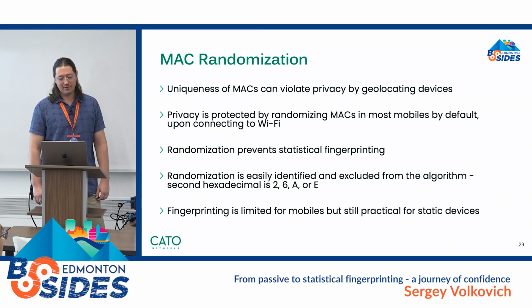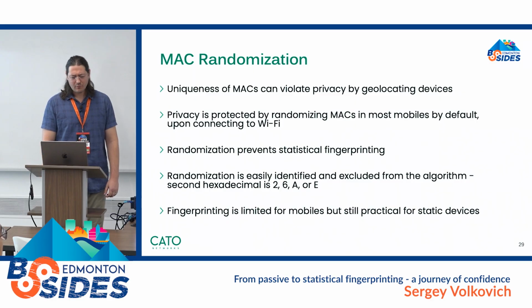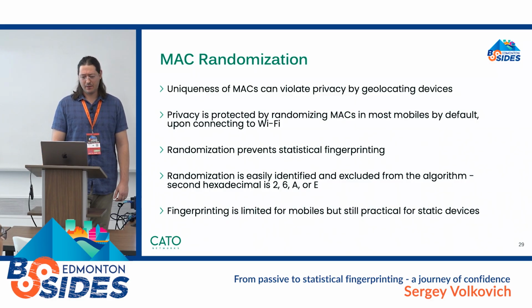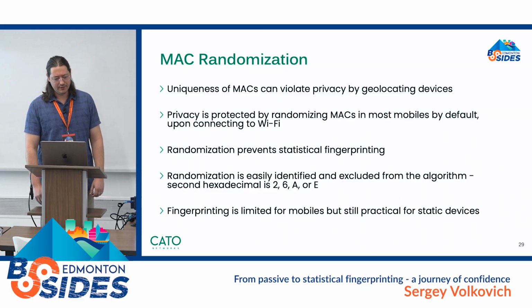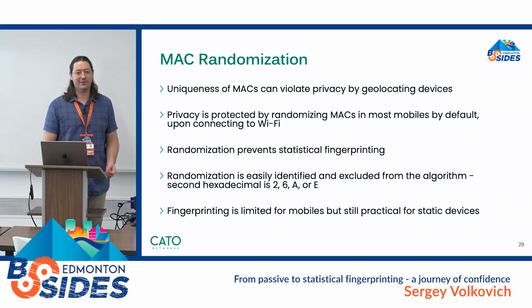Oh, I'm sorry. Just one note about MAC randomization. Basically, there is an issue with the uniqueness of MACs. It can violate privacy, especially for example, a mobile device that travels around the world. We can geolocate it. The way to protect user privacy is by randomizing the MAC. This is done by default in mobile devices when they connect to networks.